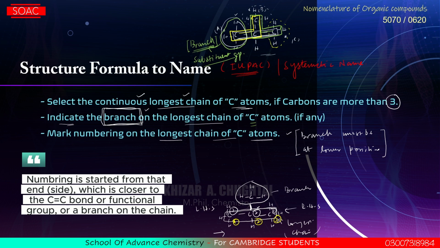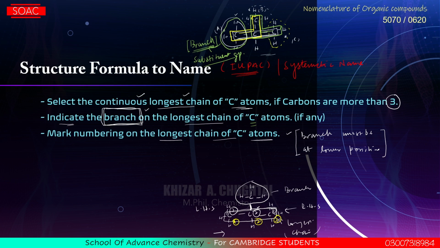So to allocate the number of the branch, basically we will have to mark numbering on the longest chain. You will have to mark numbering on the longest chain. That is going to indicate the position of the branch basically. And we will choose the side, right hand side or the left hand side, you can say, in which this branch has the lowest position or the lowest number.